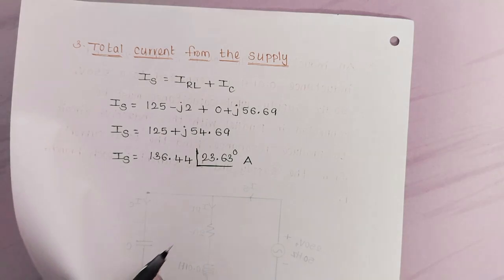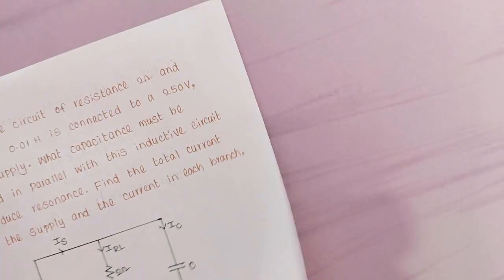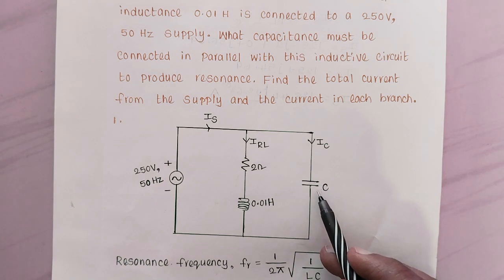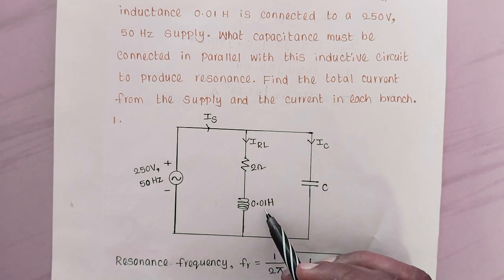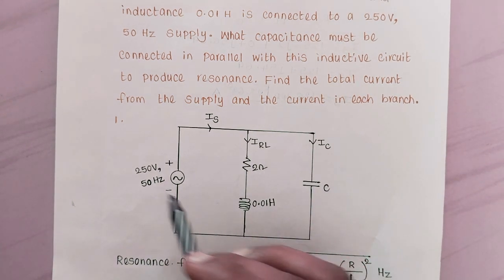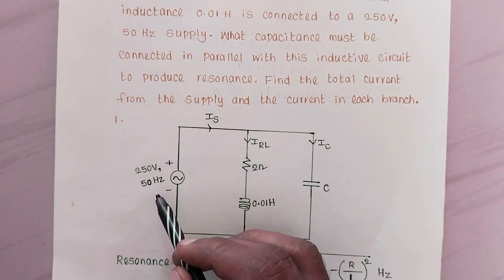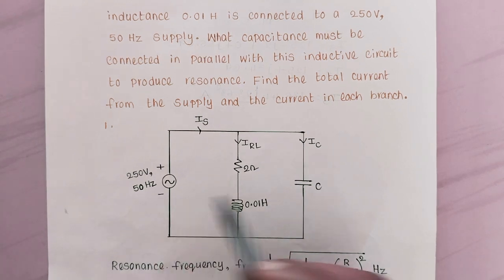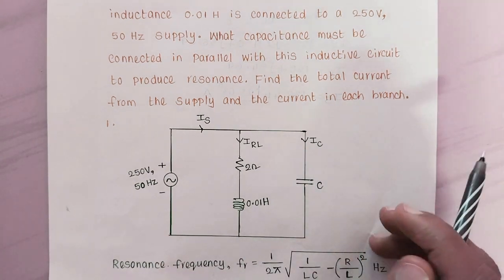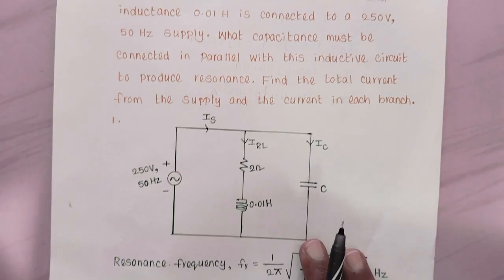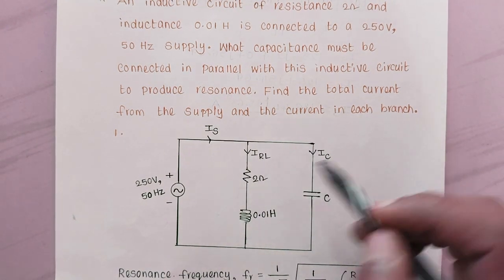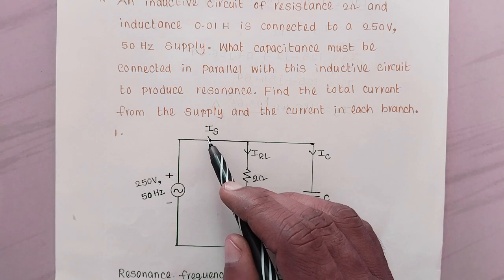Here we are asked to find the capacitor value for the circuit to be in resonance. The R value is given, the inductor value is given, and the supply voltage is given at 50 Hz. The circuit is under resonance at 50 Hz, so what is the value of C for that? The next questions are the branch currents IRL and IC, and after that, the supply current.